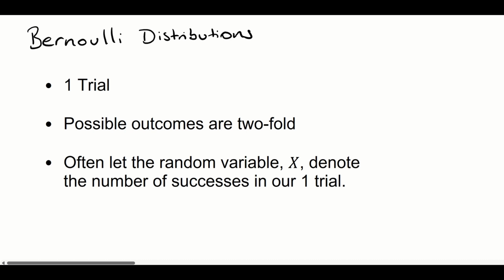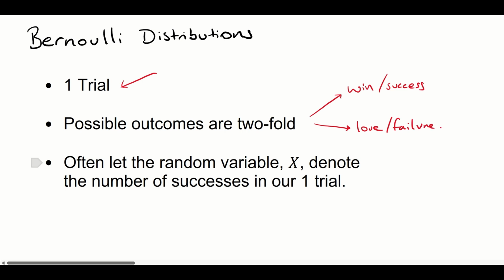So our Bernoulli distribution is a special type of discrete probability distribution, in as much that we only do the one trial. And from this one trial, there are two possible outcomes. We can either win or we can lose. And instead of using the words win and lose, we use the words success and failure.